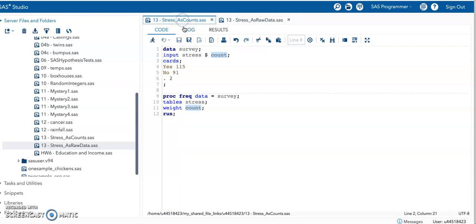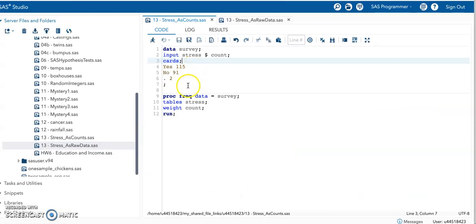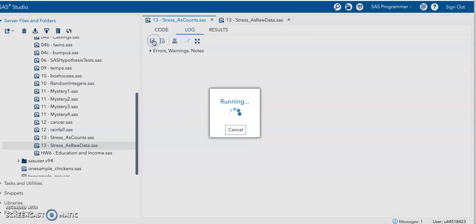All right? So let's use the counts one for now, just because then we can see all of the code here. And what we're going to do is we're going to run the data and the frequency part. And you'll notice that ours does include a line that starts with the word weight. And the reason why is that we need to tell SAS not just what variable includes the yes or no responses, but we also need SAS to know how many people had each of those. So we need to tell SAS that the variable categories are weighted by how many people show up in this count variable. So let me select everything and run it.